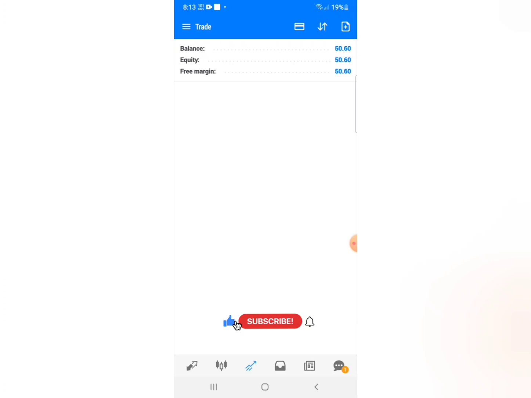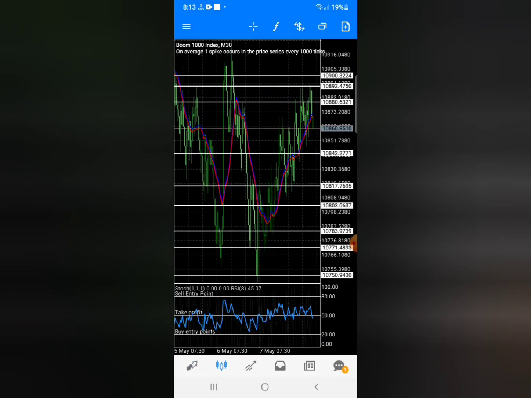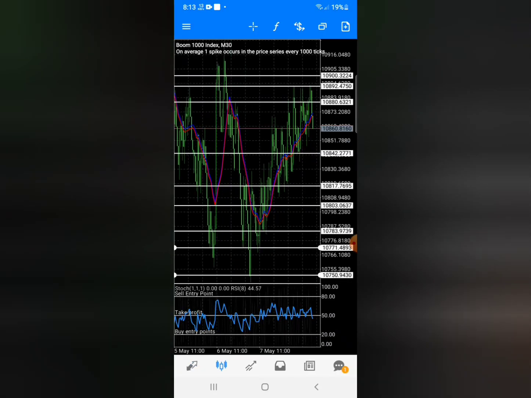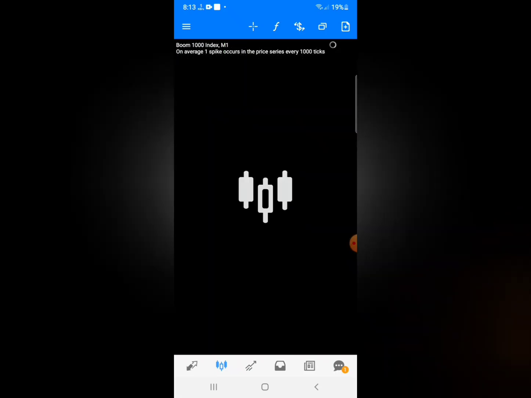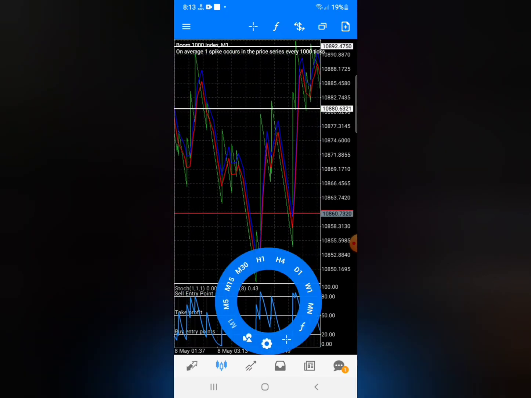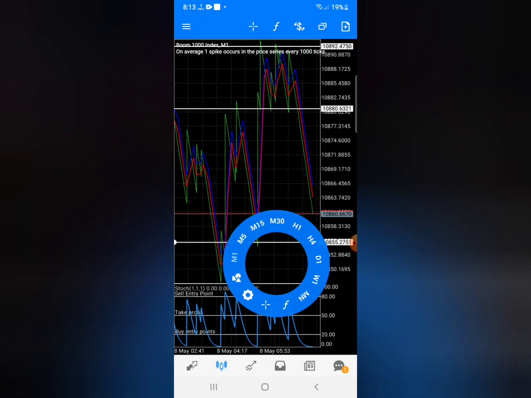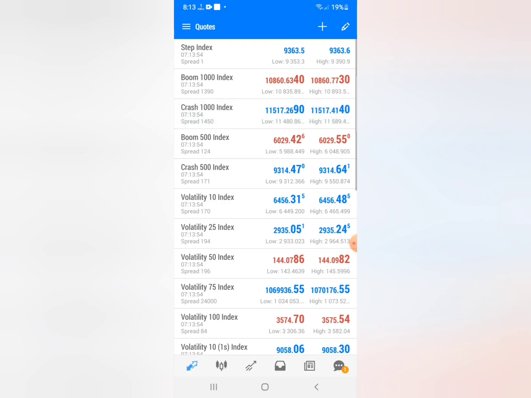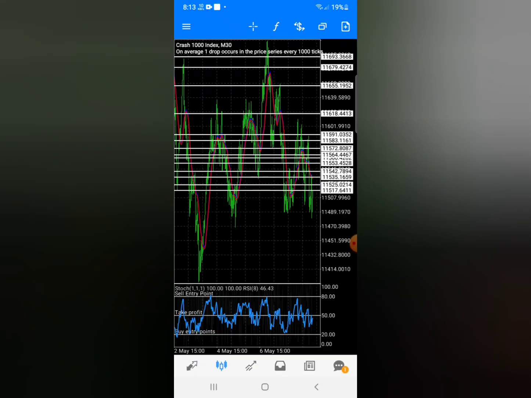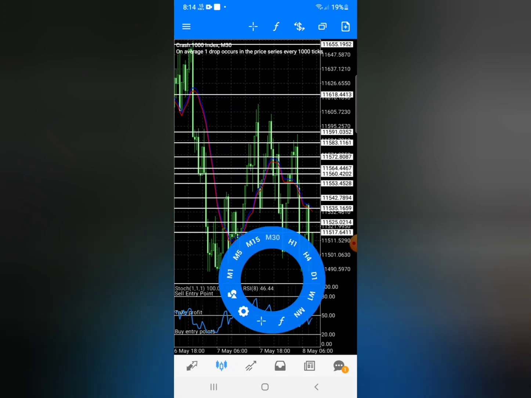This is the only strategy that does not require any setup. You don't need any settings. All you need are just the horizontal lines on your shape box. And when you get the lines, you go ahead and find multiple reversals. When I say reversals, I mean the spikes. The boom tends to spike up and the crash index tends to spike down.